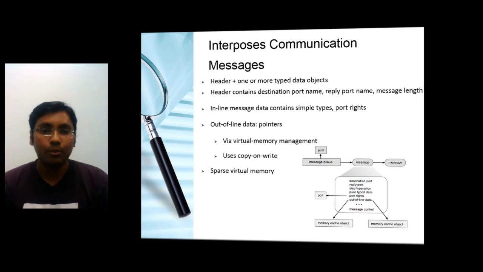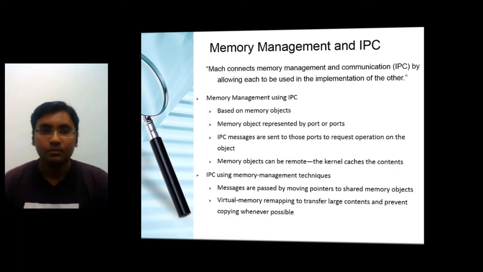Out-of-line data pointers, we can see, use virtual memory management, copy on write, and sparse virtual memory. If you see the picture, there is a port, message queue, and message, and in the message header we can see the destination port, reply port, size, operation, queue, type data, and so on.